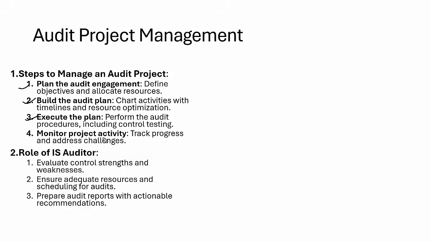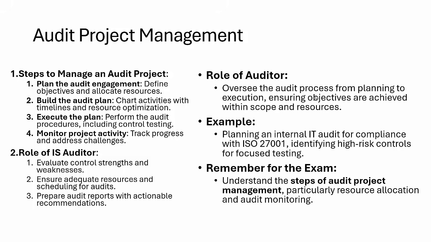Now, what is the role of an auditor here? He evaluates the control strengths and weaknesses, and ensures adequate resources and schedule for the audit. We prepare the audit report with actionable recommendations. So the role of an auditor, as I said, is to oversee the audit progress from planning to execution.